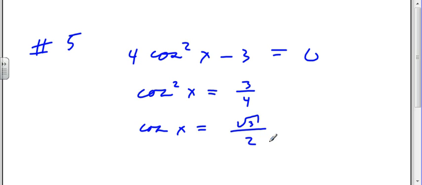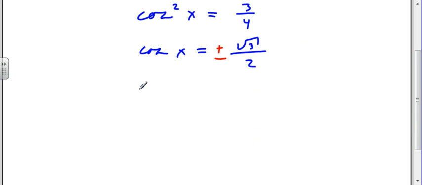Is that correct? Yes or no? Correct? Show of hands. How many think that's correct? Nobody thinks it's correct. How many think it's wrong? Okay, Ben's the only one that raised his hand for correct. It's wrong. It's plus or minus the square root of 3 over 2. All right. So now I take the arc cosine. You knew it was wrong. You just didn't know why.